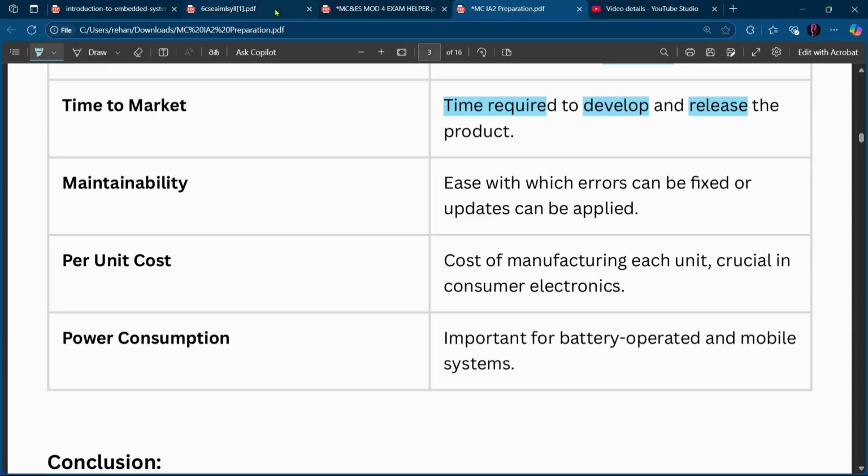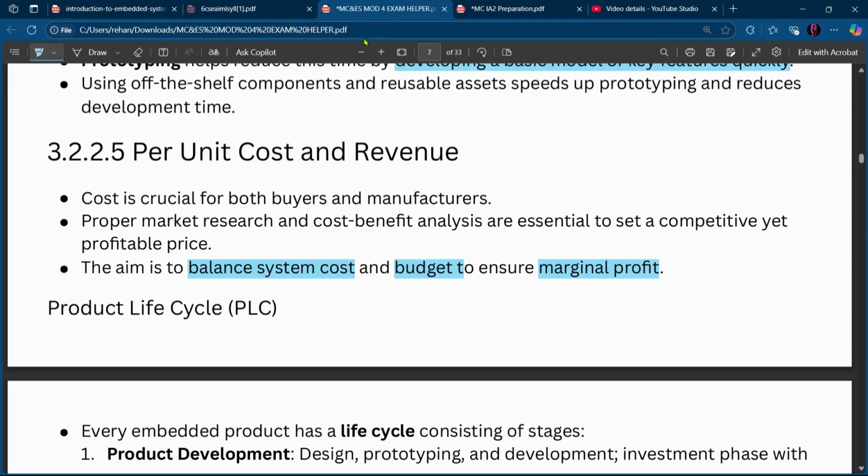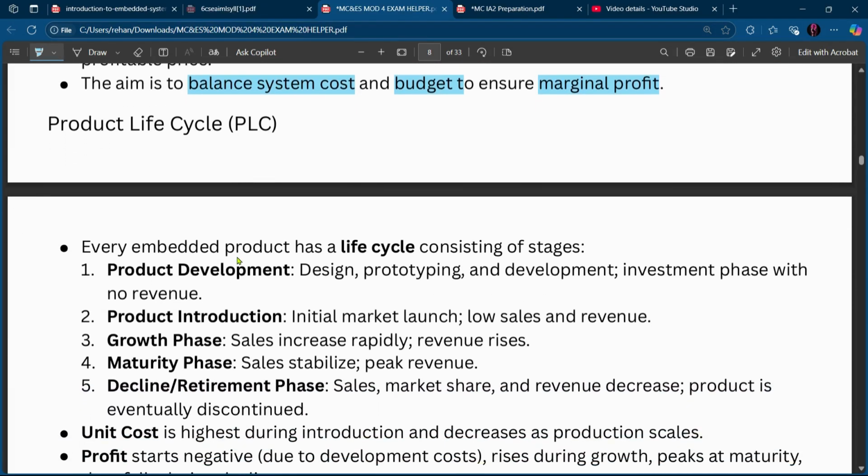They're just talking about how much cost should be used for manufacturing each unit. It shouldn't be too much. The per unit cost should be less and the profit should be more. It's just about that. Product life cycle, PLC.